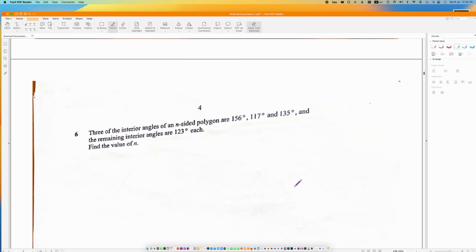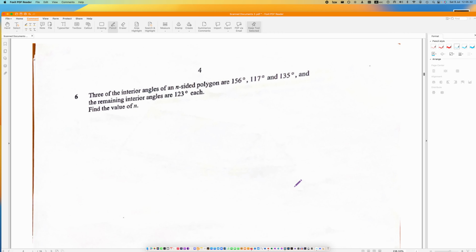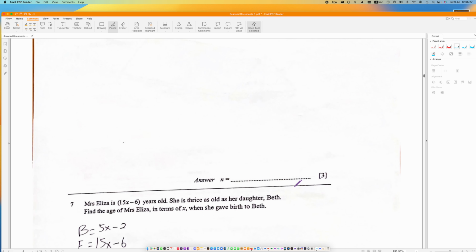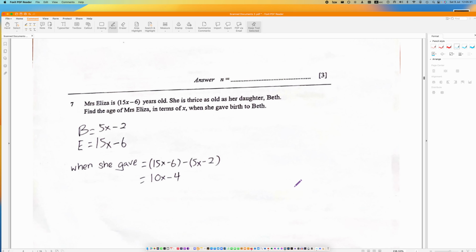Next, this is the one that you need not learn for the moment. But this one, question 7, is very interesting. So she is twice her daughter. What is B? Beth. Okay, so she divide by 3, right?